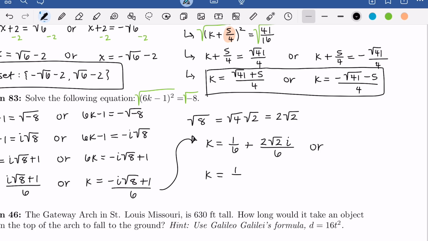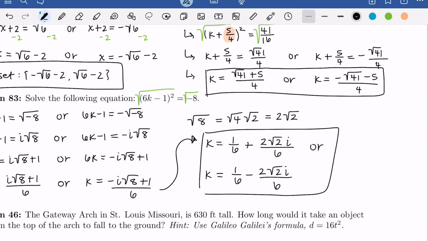And then our other solution is going to be our real part, 1 over 6, and then plus our imaginary part. So this is going to be minus 2 root 2 times i over 6. So this would be our solution for this one. And as you can see, our answers are complex numbers.